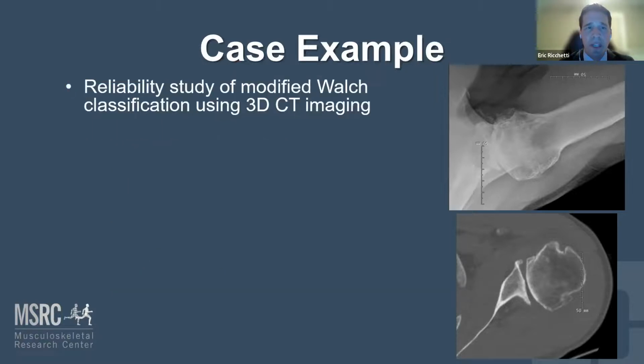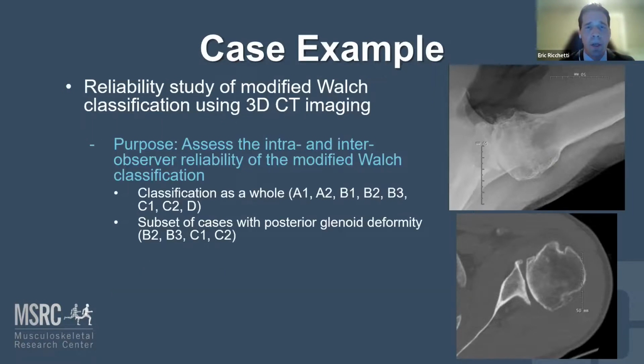So I just wanted to highlight in particular our study looking at the reliability of the modified Walsh classification. And our goal was to look at intra and inter-observer reliability with the modified Walsh classification when looking at the classification as a whole, but also this group of cases that we were most interested in, these posterior glenoid deformity cases, whether they're the B2 or B3 glenoid.